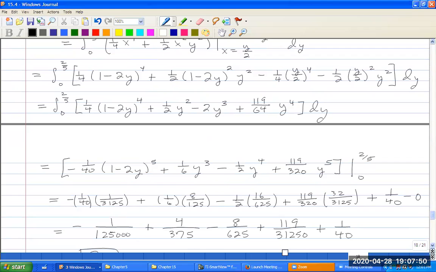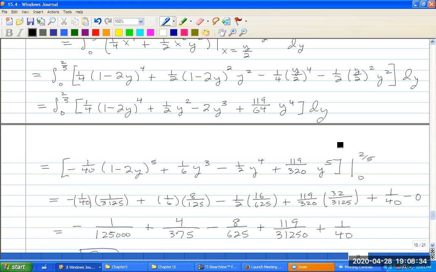And so let's evaluate this. So just like before, if I integrate this, I'm going to have to multiply by 1/5 and 1 over negative 2. And so it'll give me a negative 1 over 40 times 1 minus 2y to the 5th, plus 3 times 2 is 6, so 1/6 y to the 3rd, minus 2 divided by 4 is 1/2 y to the 4th, plus 5 times 64 is 320, so 119 over 320 y to the 5th. And let's evaluate between 2/5 and 0.